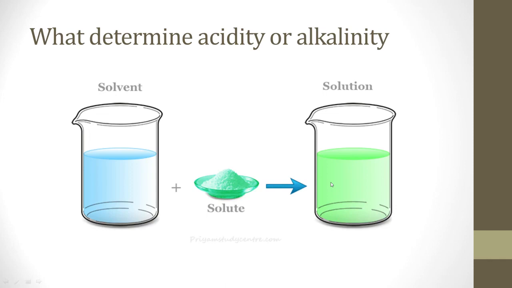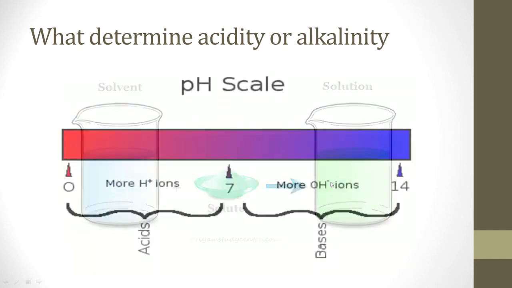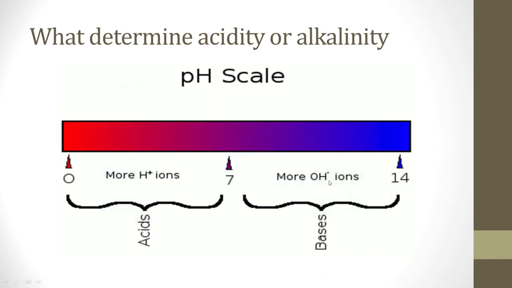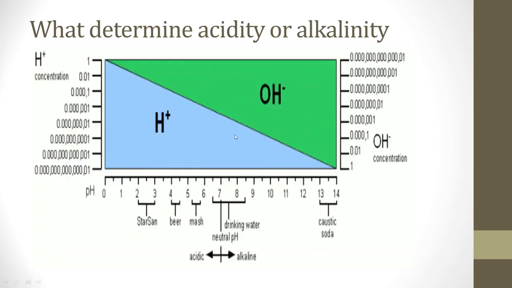Is it basic or is it acidic? That depends on how much hydrogen ion is present, on the pH scale, which extends from 0 to 14. The more hydrogen ion present in that solution, the more acidic it would be. The highest concentration represents the more acidic solution and lesser pH. It means hydrogen ion would be more, and the pH would be lesser and lesser.